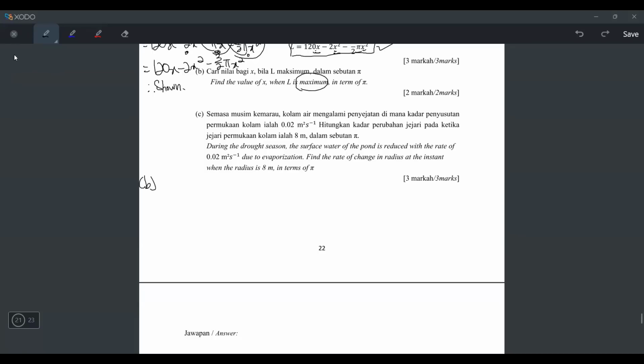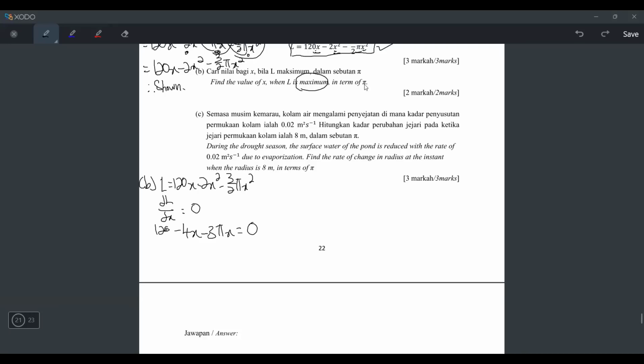So now L is the maximum, so you have to differentiate L's equation equals 0. L's equation is 120x minus 2x squared minus 3 over 2 pi x squared. And what you do is you will do dL/dx equals 0. So what is differentiate 120x? 120. Differentiate this one is negative 4x. Power times number, power minus 1. Minus power times number is 3, and then power minus 1 is just pi x power 1, equals to 0. And now I can find x.